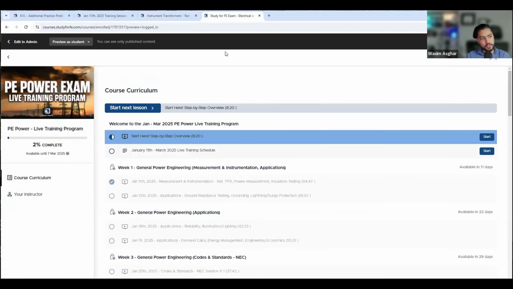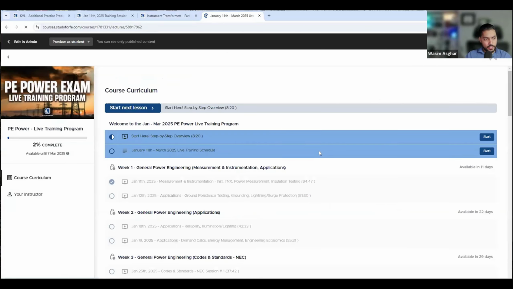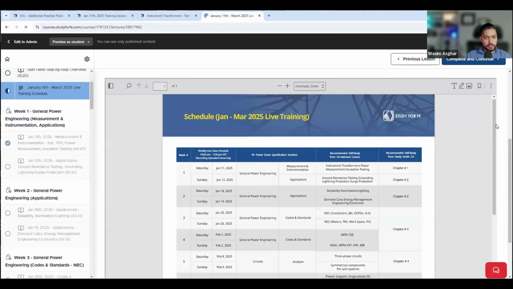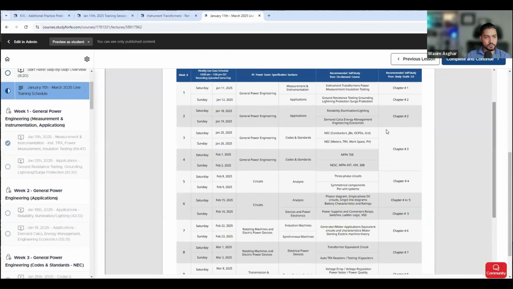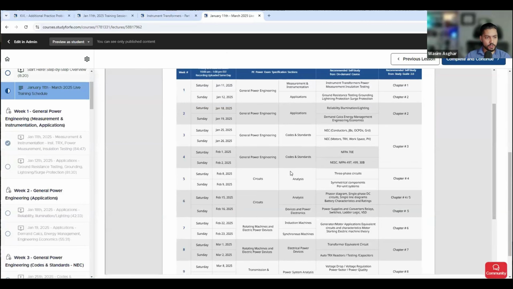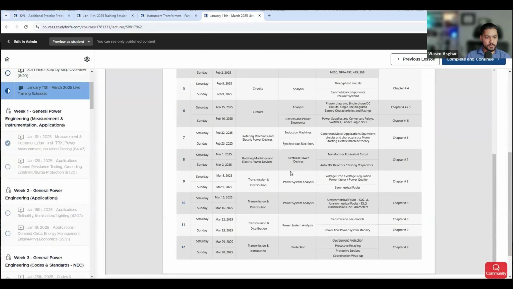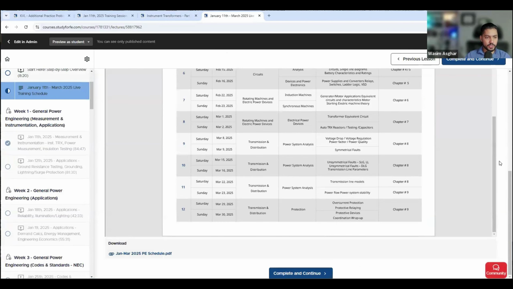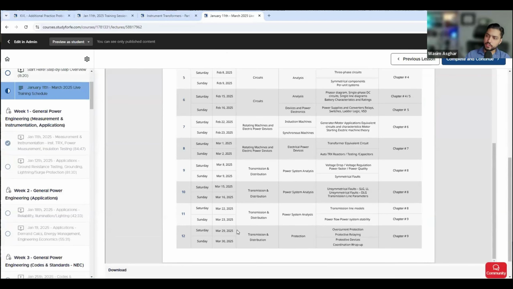And the live training program for the PE power, same story. Starting on 11th of January, we're going to wrap it up 30th of March, and we're going to sequentially work through all of the sections, all of the topics, and basically get the job done. Typically, students schedule their exam within 3 to 4 weeks of the completion of the live training program if they're making use of the bundle. And that gives them the opportunity to do the practice problems, address the weak areas, do practice exams and sample exams, and consolidate their learning.